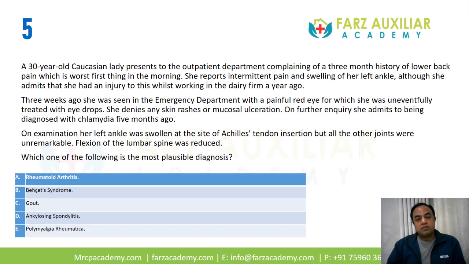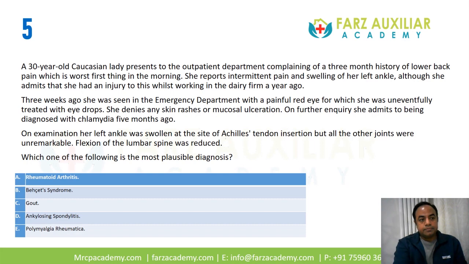So A, rheumatoid arthritis, B, Behçet's, C, gout, D, ankylosing spondylitis, E, polymyalgia rheumatica. So again, you need to have a look at the age of the patient as well as negatives. So if you carefully read this question, you will be able to rule quite a few of these options out very quickly. Right, so the answer is D, ankylosing spondylitis. The story is very suggestive of that.